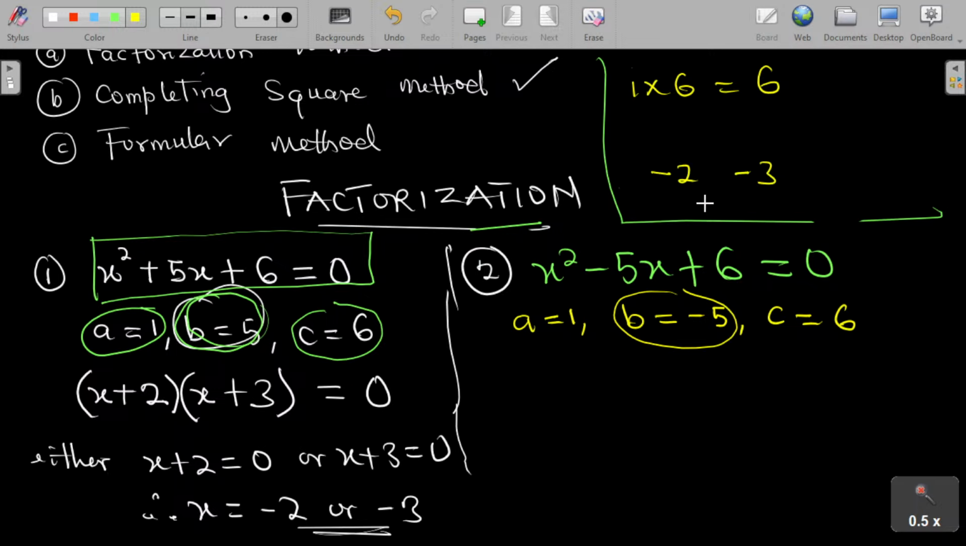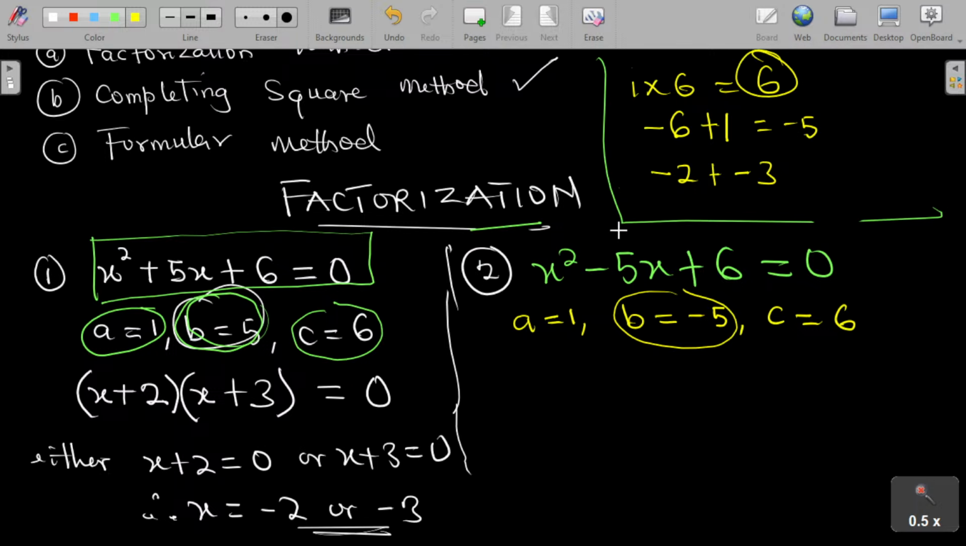Why? Because -2 times -3 is 6. And the sum, you can use calculator to be checking all these things, is -5. Another one that will give you -5 is -6 and 1. But the product is not 6. It must satisfy the two conditions. The sum must be equal to your B, and the product must be equal to what you have here. So it must satisfy the two of them.